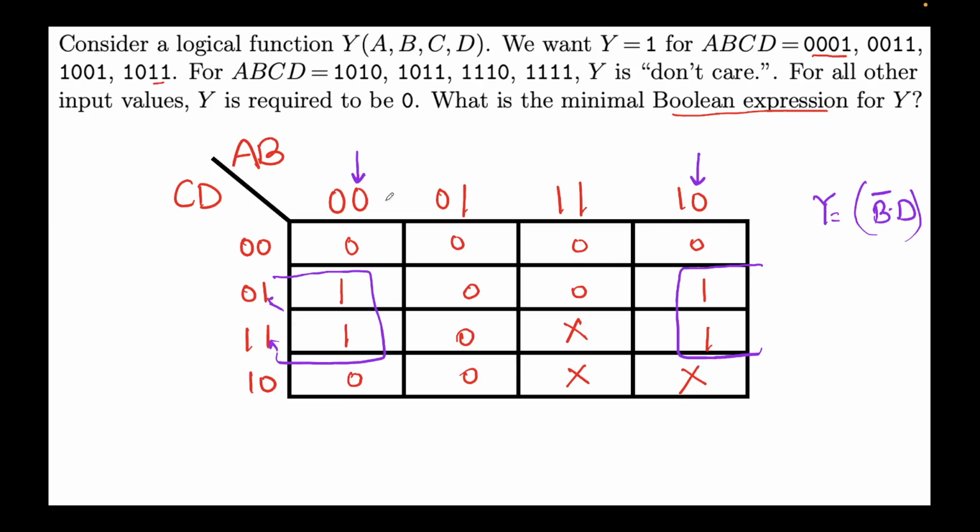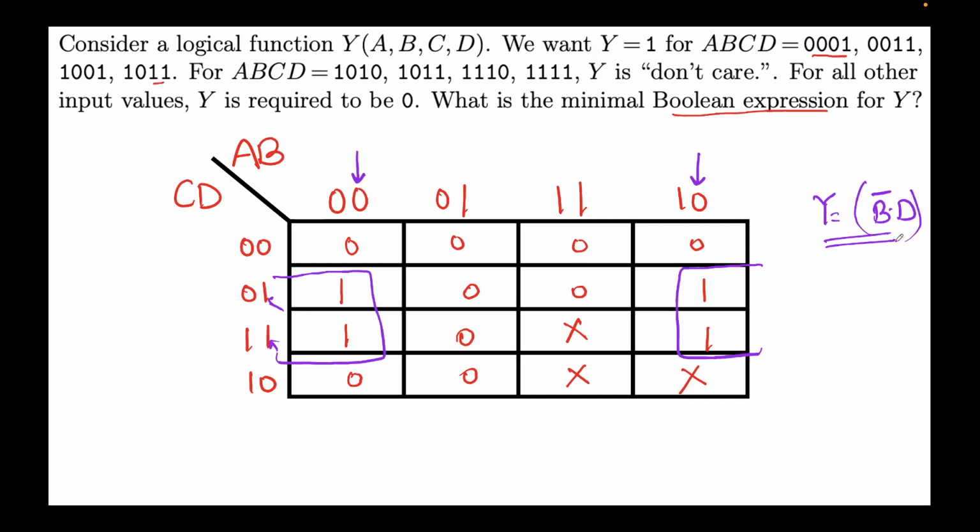Similarly, you go here. B is 0 in this column, and D is 1 in these two rows. Hence, these two will turn out to be 1. So what we see is that based on the K map, if we make a group of all the ones, what we'll get is the simplified function, the minimal Boolean.